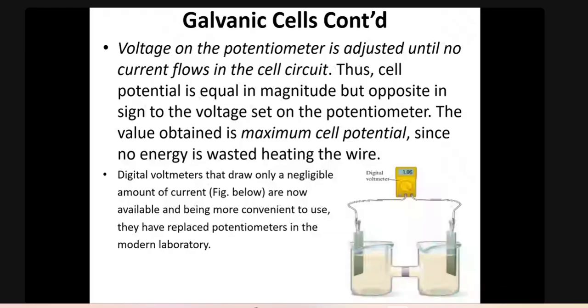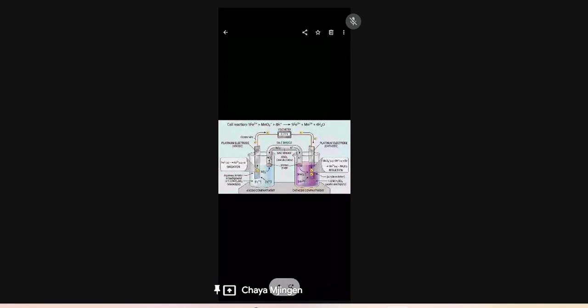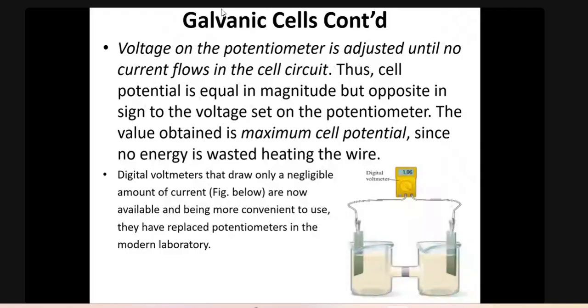Okay, so this is a voltmeter here. What the voltmeter is measuring is the potential difference between the two electrodes, the pull, in volts. Volts can be expressed as joules per coulomb, which is the amount of work required to move one charge through a point.